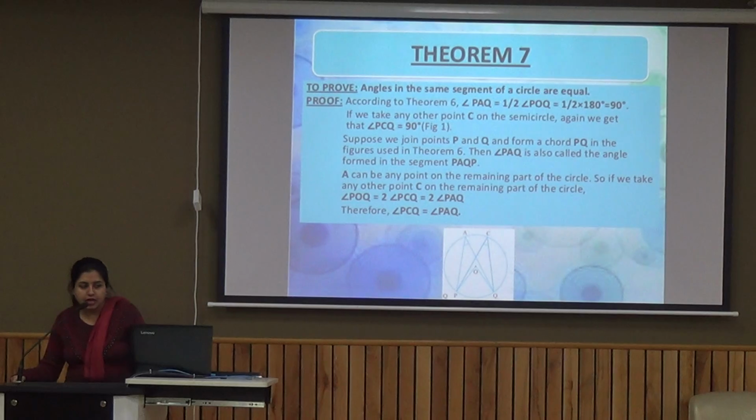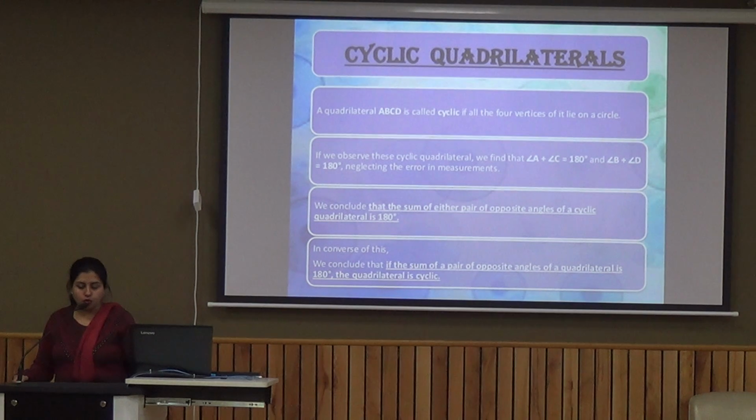Next theorem, angles in the same segment of a circle are equal. Now look at the given figure. PQ is an arc and the angles PAQ and PCQ are made in the same segment, and these angles are equal. Now moving to the last concept of the chapter, that is cyclic quadrilaterals.